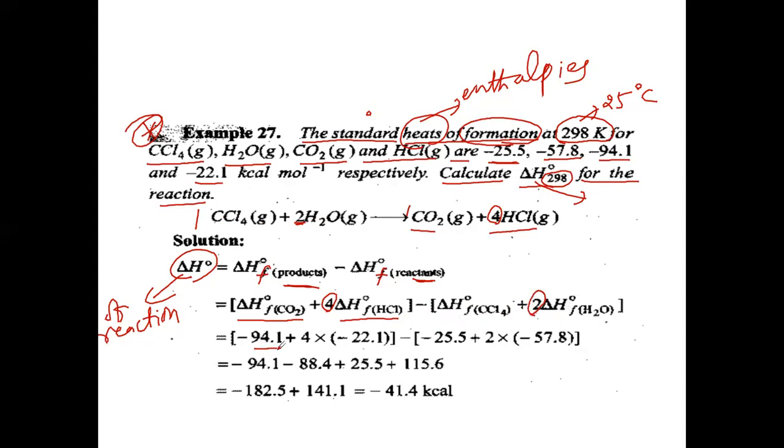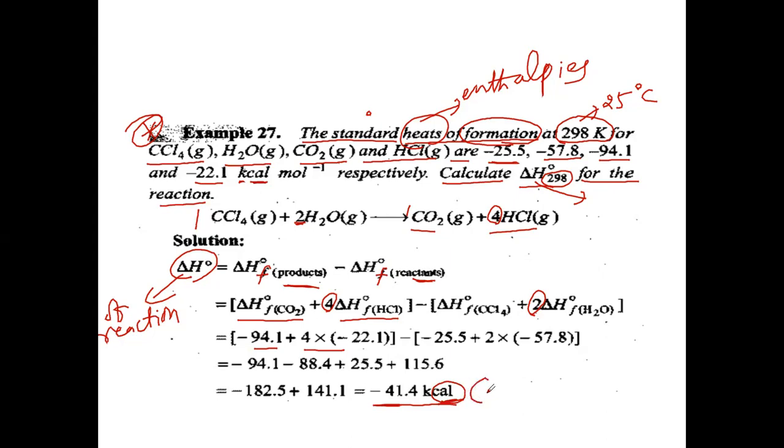So when we substitute the values, we get what now here? Minus 41.4 kilocalories given here, remember. In the previous question they gave kilojoules, but here it is given in kilocalories. Sometimes calories are given, sometimes kilocalories. We will get the final answer in kilocalories, but the options will be in kilojoules.